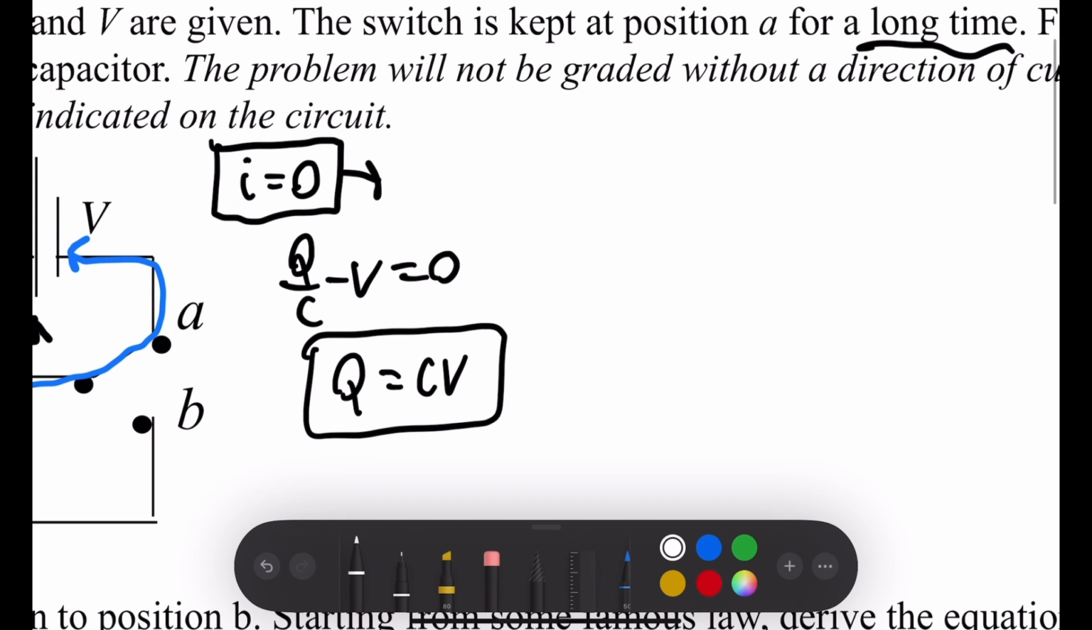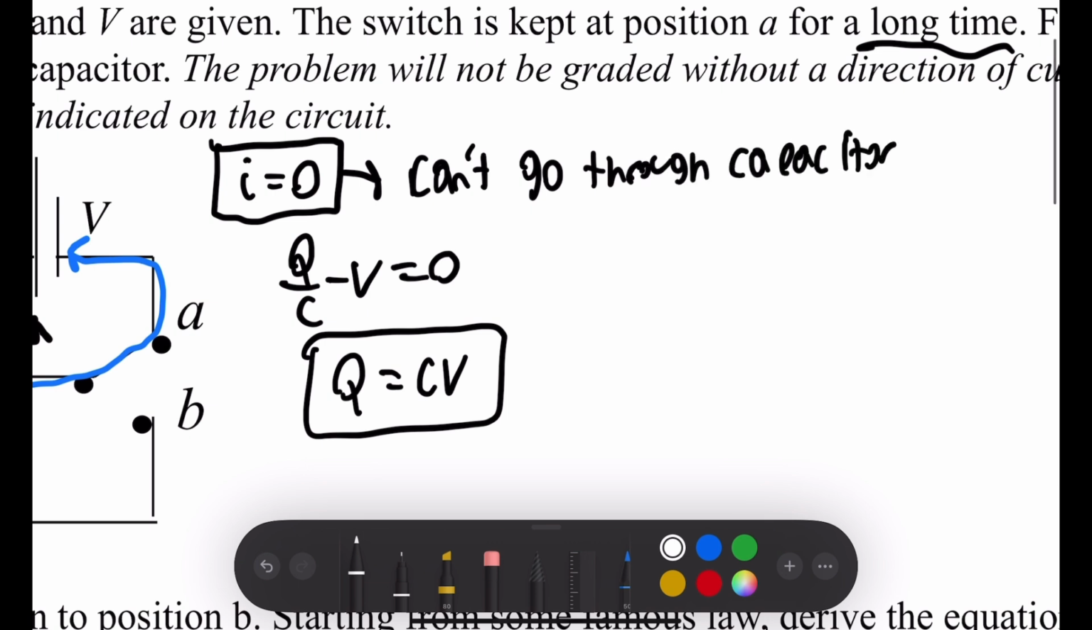So again, the main thing here was current is 0 because it can't go through a capacitor in steady state. So just be careful with that.